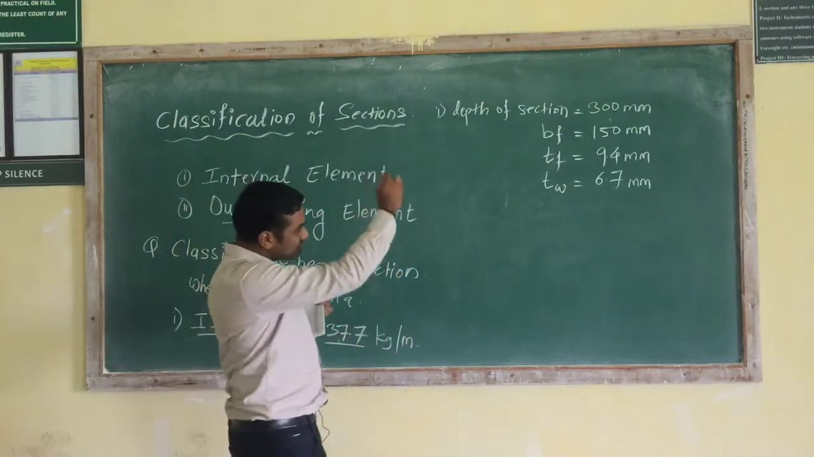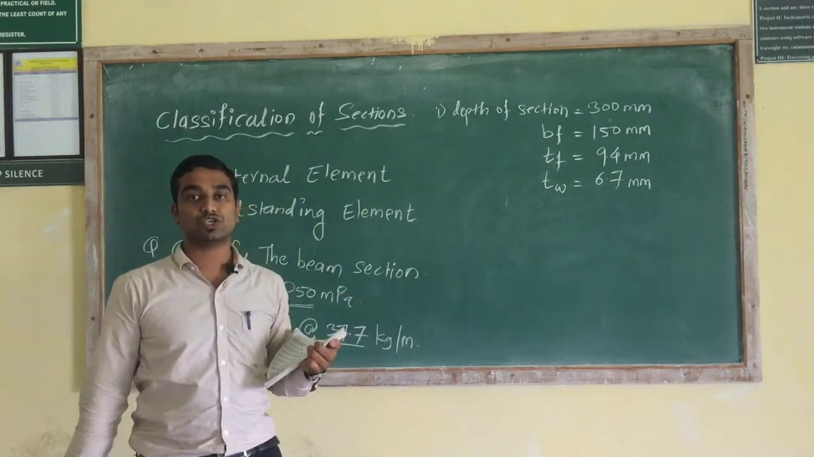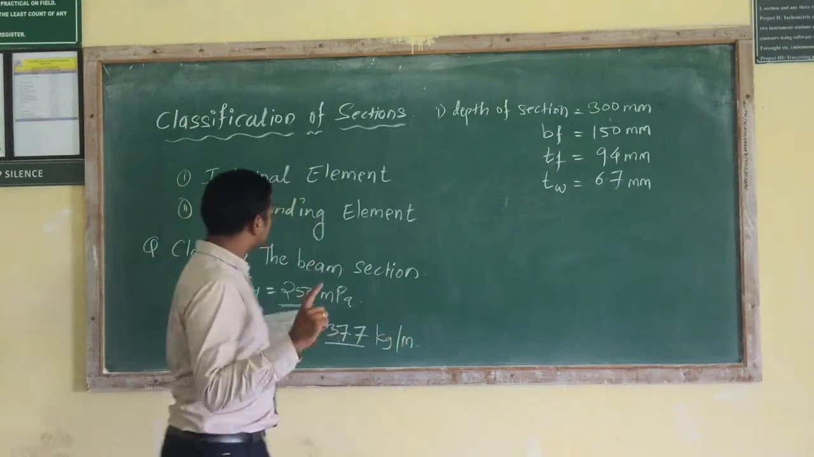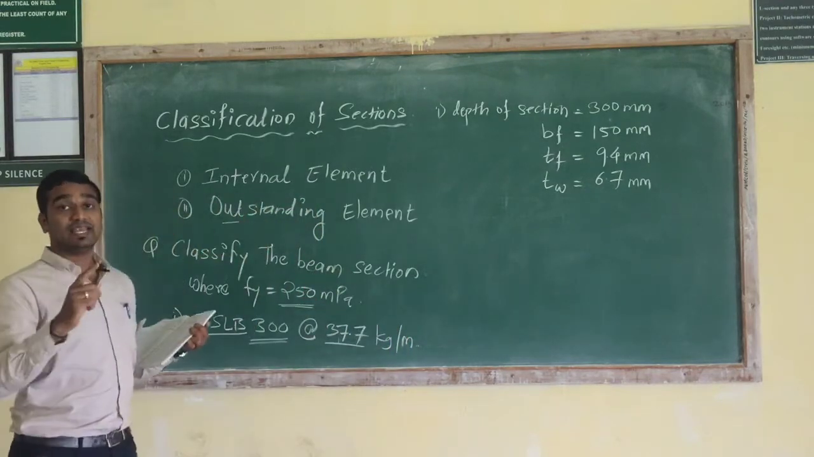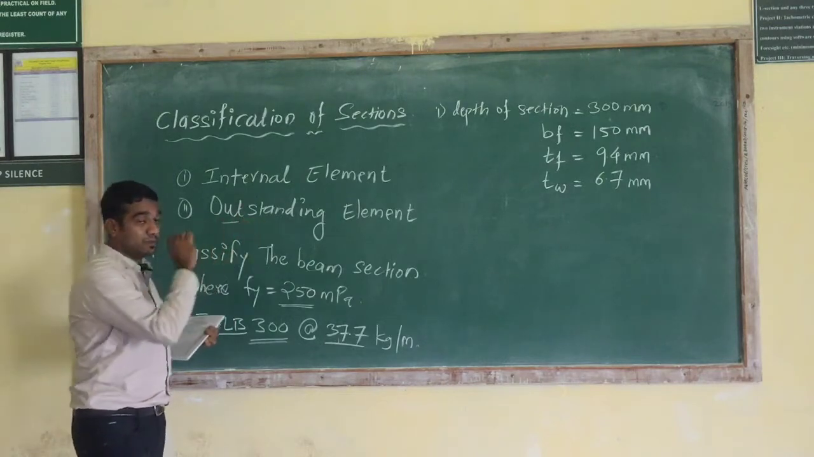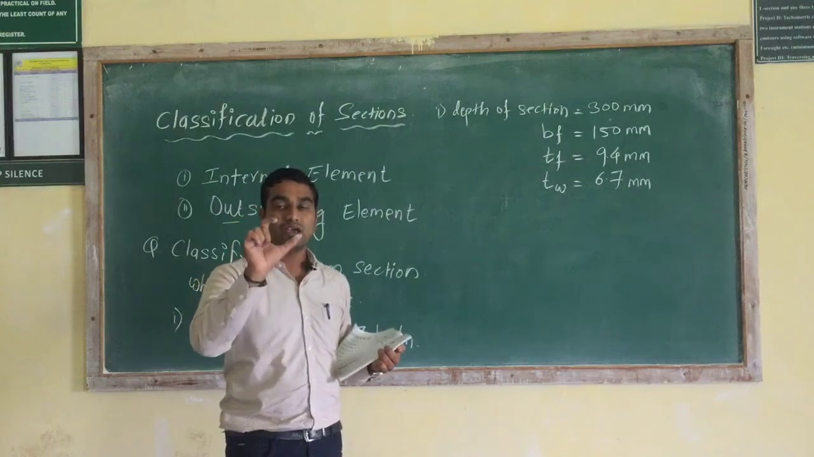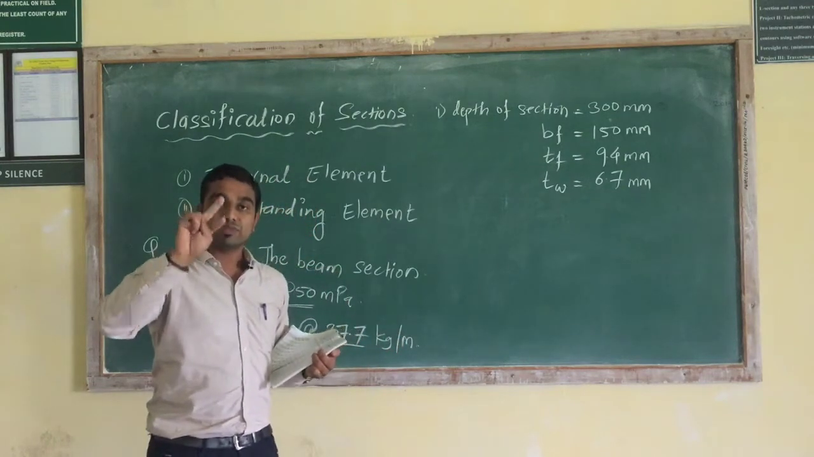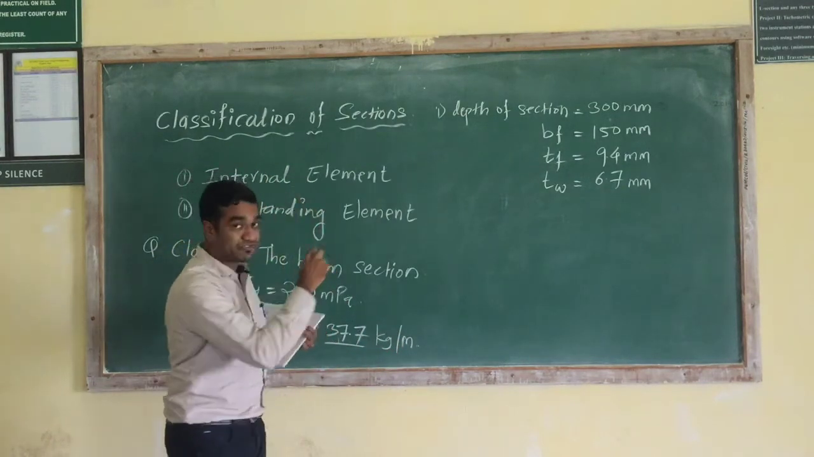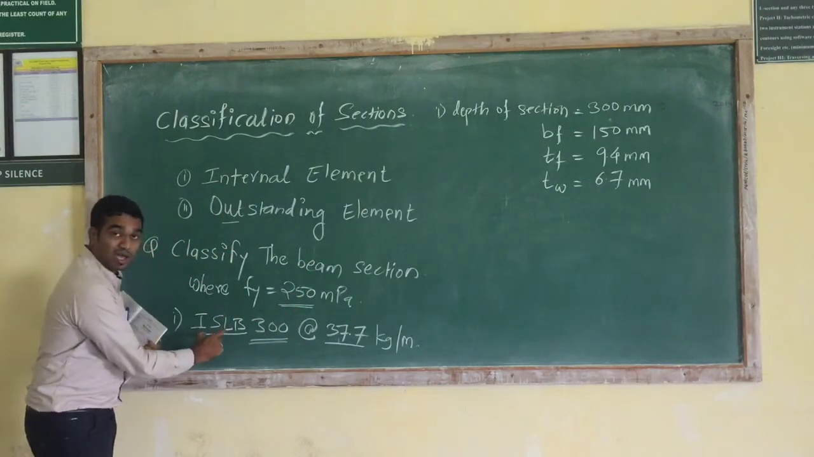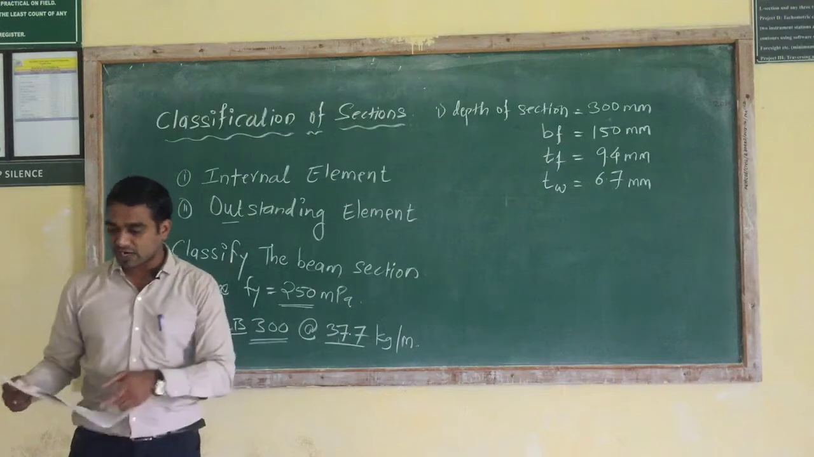We require these four properties for the classification of section, because we have to classify two elements. The first element is the internal element and the second element is the outstanding element. For every element we have to classify, and from these two classifications we have to classify this whole I section. Now we will start.